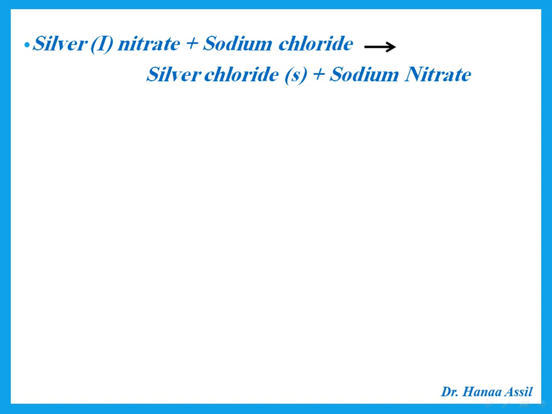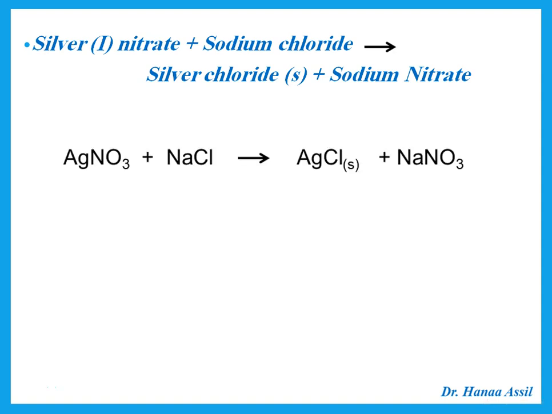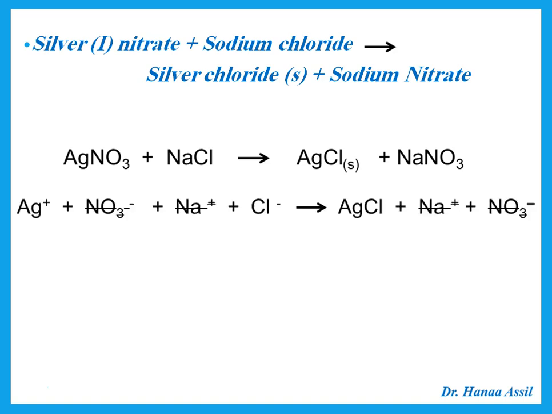Okay, and then if we have, for example, silver nitrate plus sodium chloride to give silver chloride, which is a solid, plus sodium nitrate. Again, this is how we write the symbol equation. It is already balanced. Please check to see if it's balanced or not, because it has to be balanced. Then we ionize everything that's aqueous.